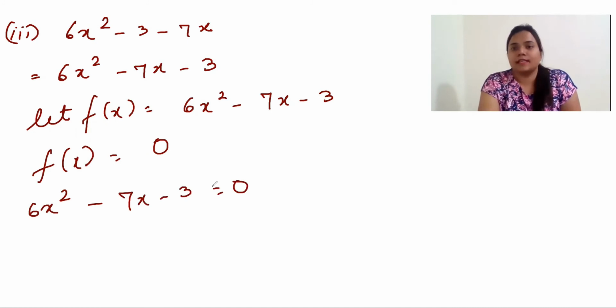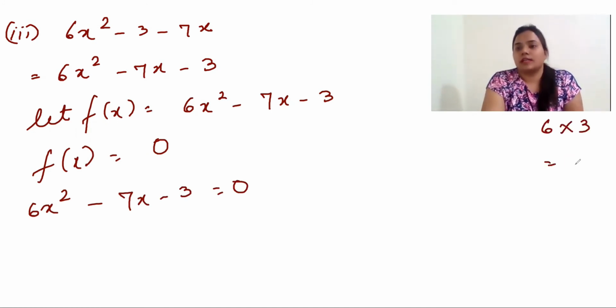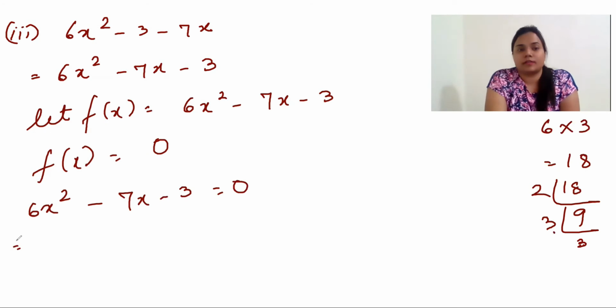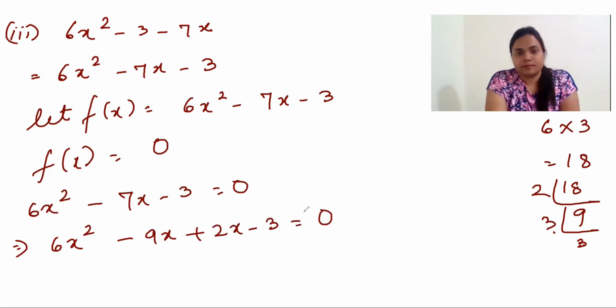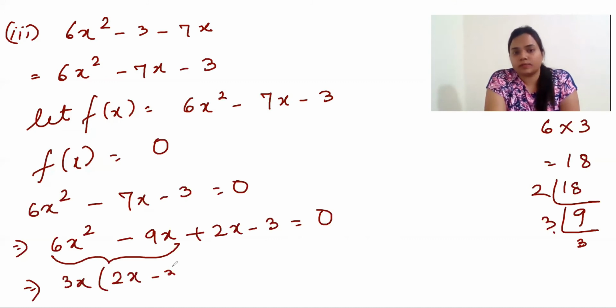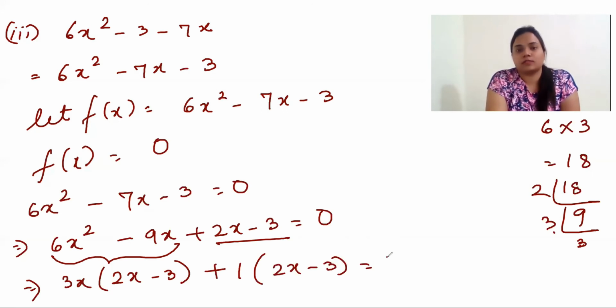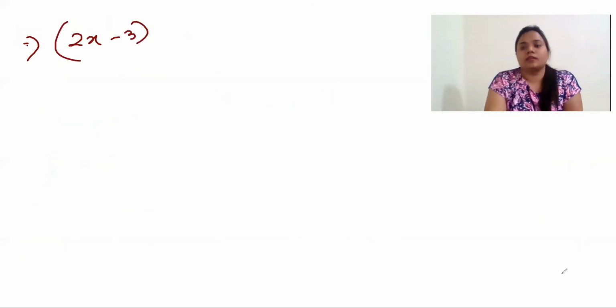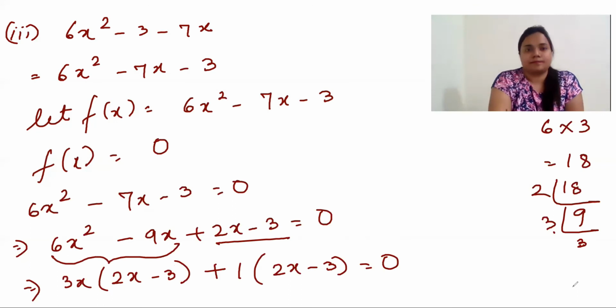We have to multiply a and c. So 6 into 3, that is equal to 18. And when we factorize 18, we will get 2, 3, 3. And we have to get 7. So clearly we can get 9 minus 2, which is 7. So out of these two, I can take 3x common. I will be left with 2x minus 3. From this 2, I can take only 1 common. I will be left with 2x minus 3. So it will be 2x minus 3 and 3x plus 1.